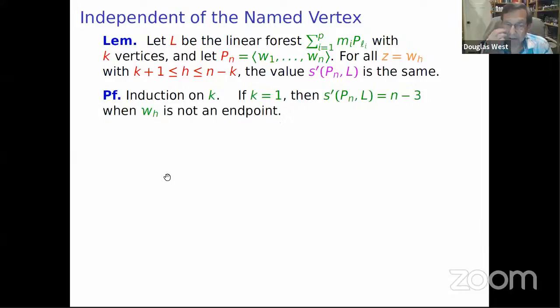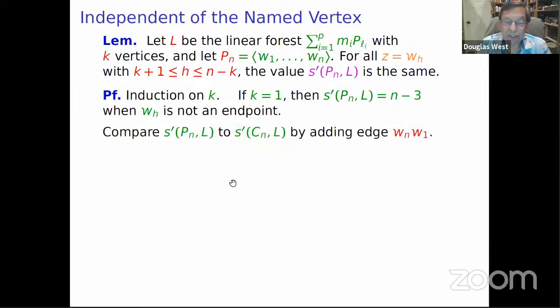Okay, so I just want to tell you a couple of things about the idea here. It's going to be by induction on the number of vertices in the linear forest that we're looking at. If K is just one, then the linear forest is just an isolated vertex already. And to have this plus an isolated vertex as H, there are going to be n minus three ways to choose that extra vertex when W sub H is not an endpoint of the path. So you see why H needs to be far enough away from the endpoints, because if W sub H is an endpoint of the path, then there will be one more, n minus two. So that's the proof when K is one.